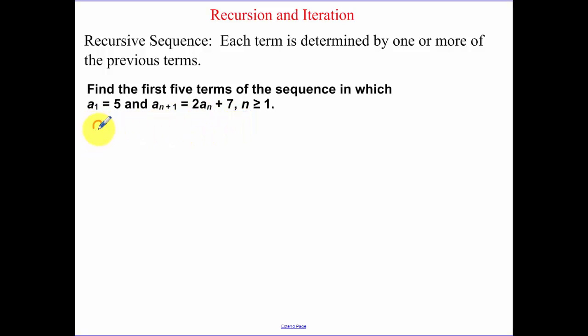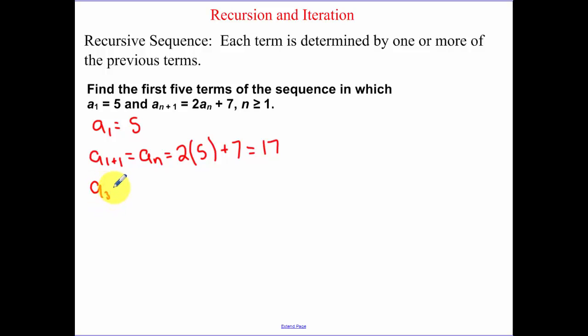So our first term is equal to 5. The second term, or the n plus 1 term, which is our second term, is equal to 2 times the previous term, which was 5, plus 7. So that ends up being 17.